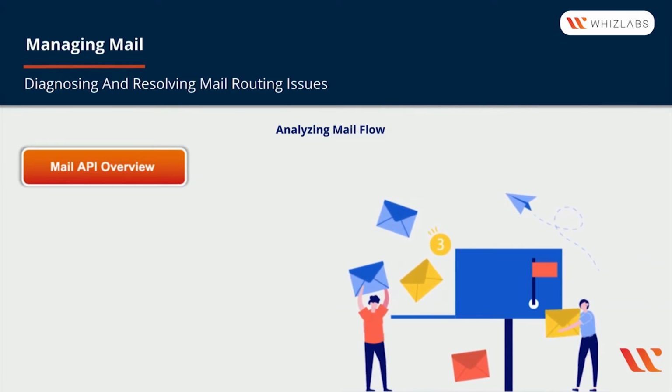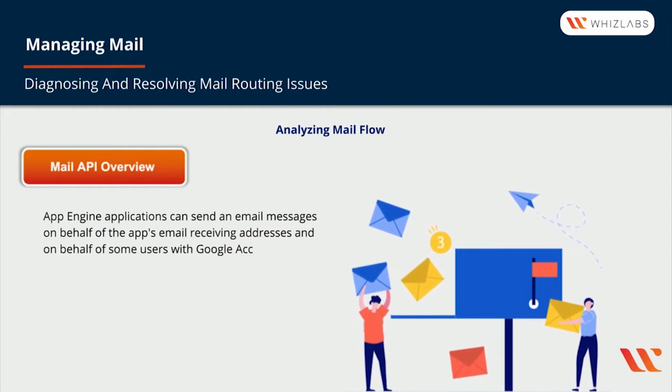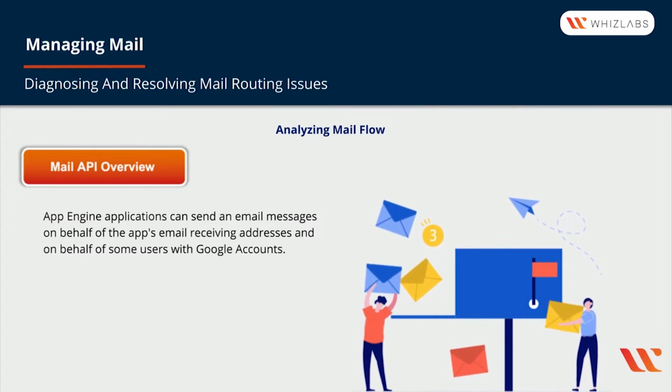In Google Cloud, we have App Engine applications which can send an email message on behalf of the app's email receiving addresses and on behalf of some users with Google accounts. Now apps can receive email at various addresses. These apps send messages using the mail service and receive messages in the form of HTTP requests initiated by App Engine and posted to the app.